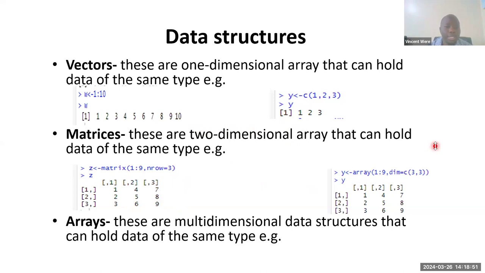Then now let's go to matrices. What is a matrix? A matrix is just a table with rows and columns. So I want you to put Z. Now, remember we are putting Z and there was another Z. R remembers the latest command that you have run. If I had assigned Z to something earlier and I run this current one, it will only remember the last one.